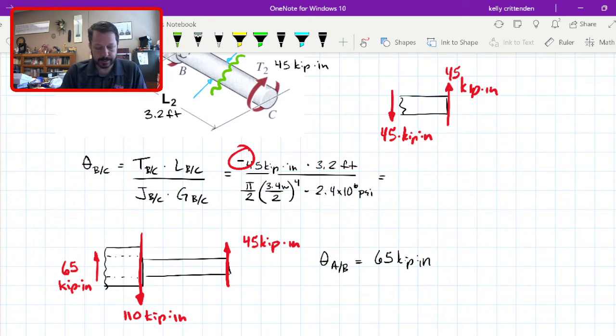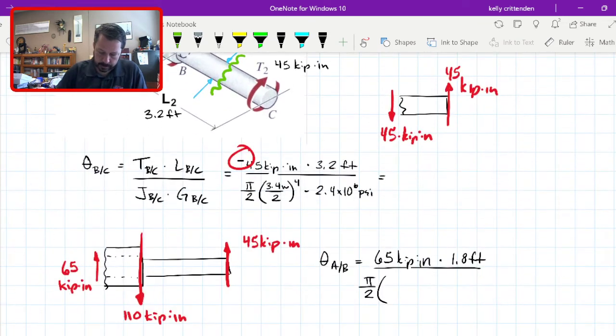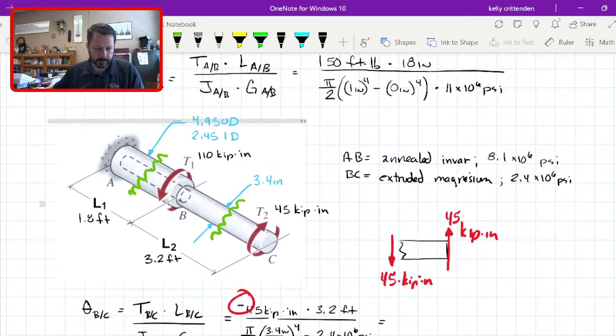torque inside this section. The length of this section is 1.8 feet. The polar moment of inertia is pi over 2. I wrote the diameters out here, 4.95 and 2.45. So the outer one, 4.95 divided by 2 to get the radius, raised to the fourth, minus the inner one, I think it was 2.45, divided by 2 to get the radius. And then I have to multiply times the modulus, this was the annealed ENGR, 8.1 million psi.